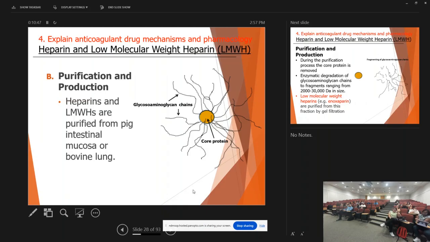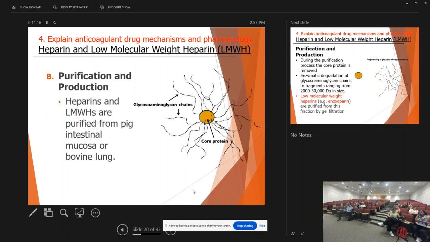Okay. So as I said, we are producing it, but as a drug, you need to synthesize it, right? So this is a huge protein, right? So these are made from pig intestinal mucosa or bovine lung. And that's how they are purified, because they can't purify it from us in a large quantity. So that's how they do it in industry.